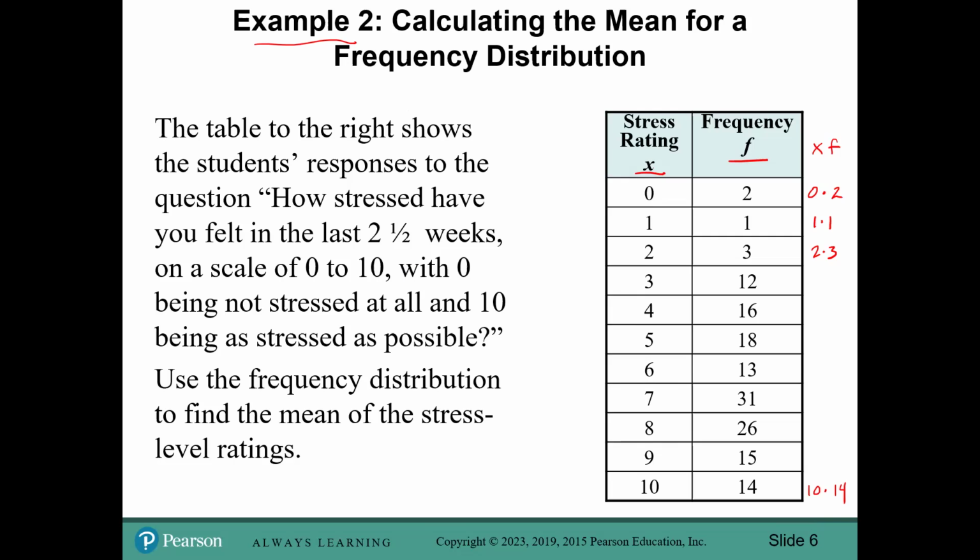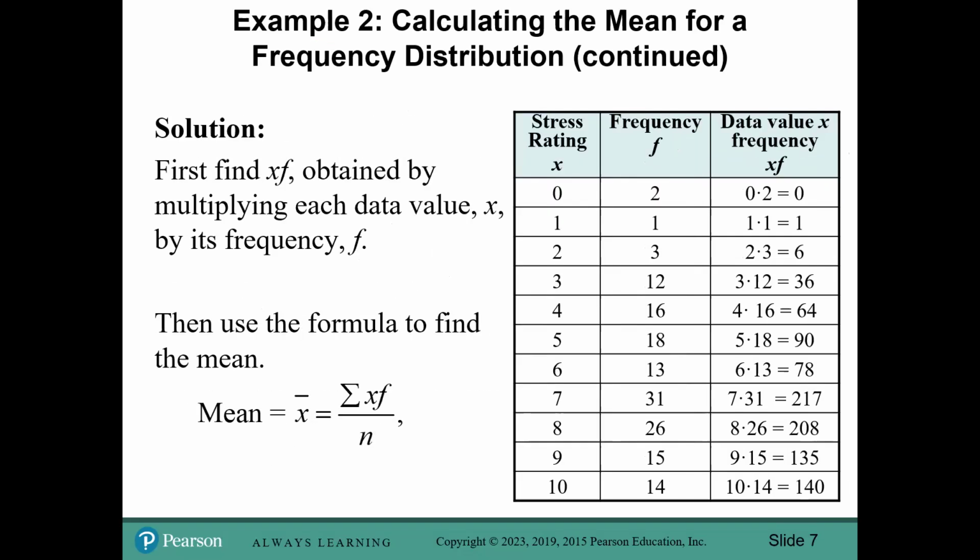And in fact, we'll just tack on one more column into this table and write that, X times F. 0 times 2 is 0. 1 times 1 is 1. All the way down to 10 times 14 is 140. And I'll add all of these values up. 0 plus 1 plus 6 plus 36 plus 64, and so on and so on. All of those added up become this top part. And then N is the total number. So N is going to be, there was 2 of them here plus 1 of them there. So I'll add that, add that. When I add all of these together, whatever I get there is my N.